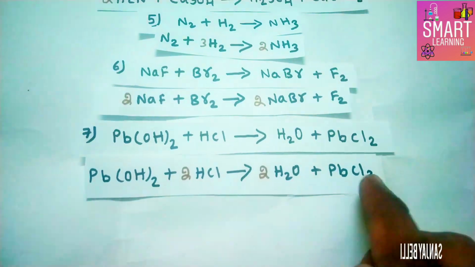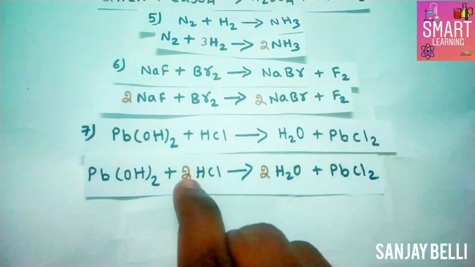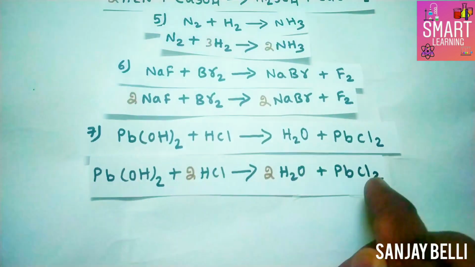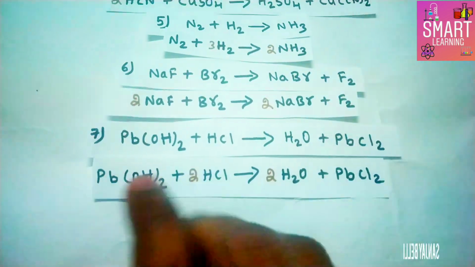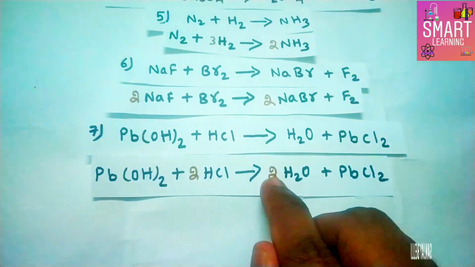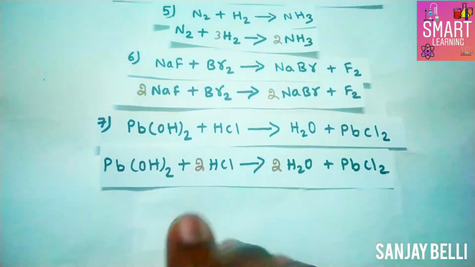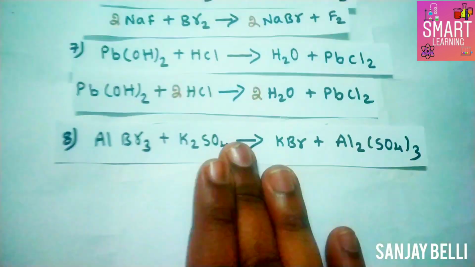So here 2 chlorine is there, so I kept 2 here. Once we keep 2Cl, hydrogens, 2 hydrogens, 4 hydrogens here. So when we keep 4 hydrogens, it will be balanced. Now your eighth question.